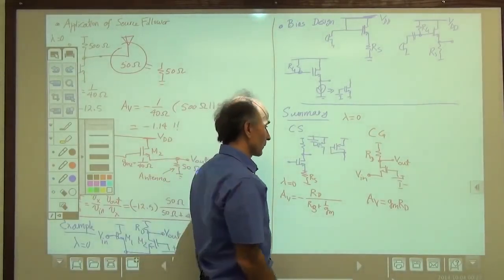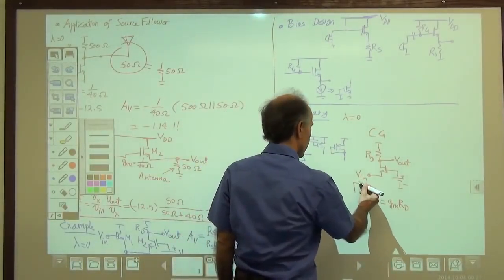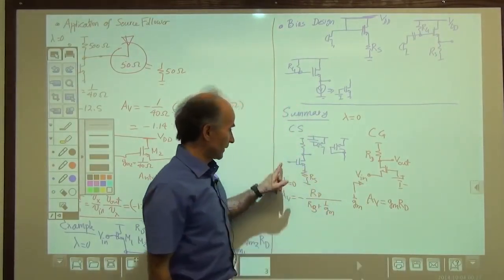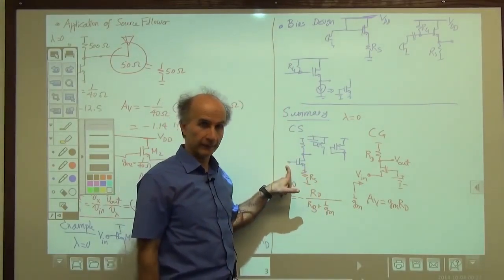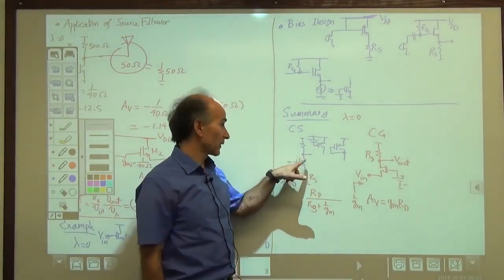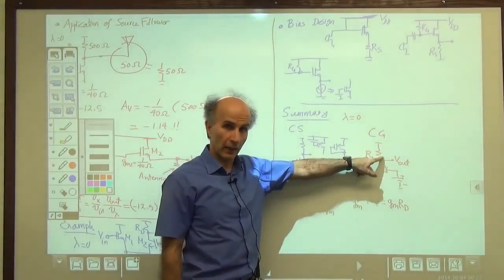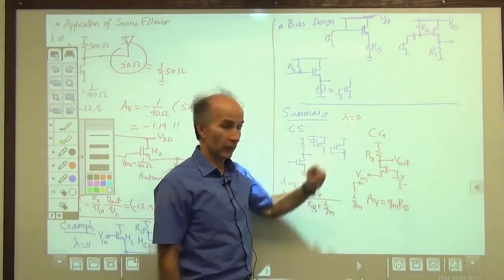Okay. What was also interesting was that the input resistance of the circuit was 1 over GM, whereas the input resistance of the common source circuit was very high. The output resistance of this circuit and this circuit are the same and equal to RD if lambda equals 0.